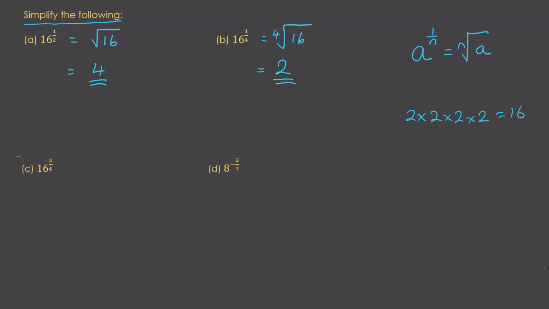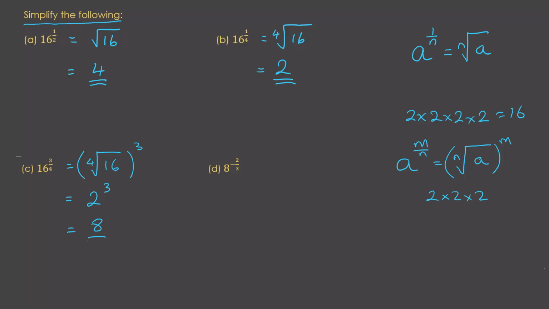Now with 16 to the 3 quarters, a to the m over n is the nth root of a, then raised to the power m. So what we have here is the 4th root of 16 cubed. And we know the 4th root of 16 is 2. And then we've got to cube that. Remember that that means 2 times 2 times 2. And so this is 8.